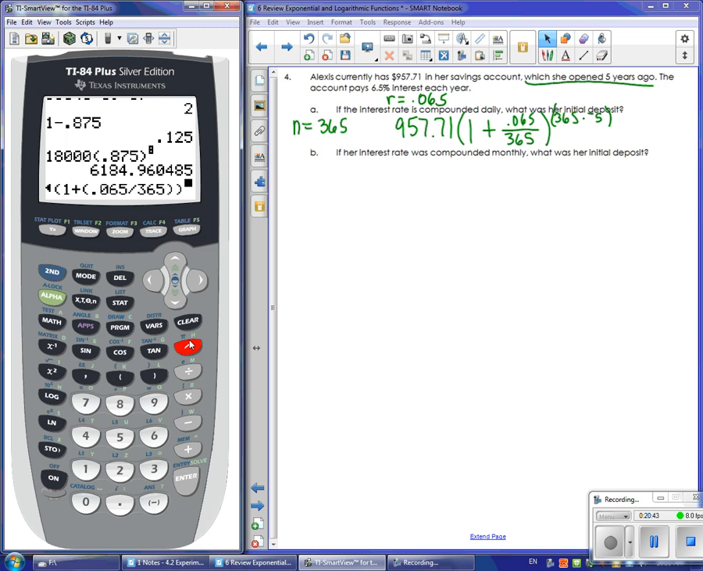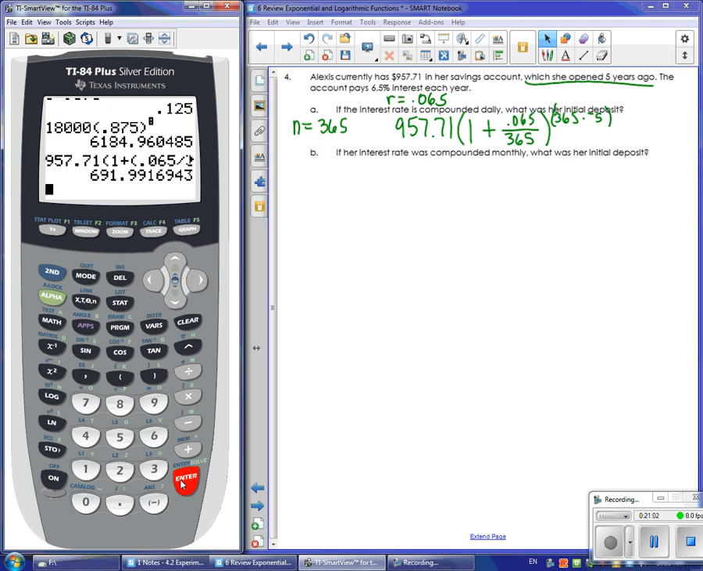Another thing to get in the habit of doing is making sure that your exponents are also in parentheses. If you have one of the newer calculators, it's not as big a problem because the calculator actually pushes the cursor into your exponent. It raises it up, but if you have an older calculator, you do need to make sure that you have those parentheses in there. Okay, so it turns out that if this was the way her account was set up, she would have had to deposit $691.99.